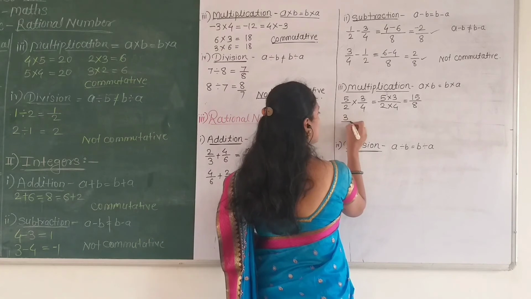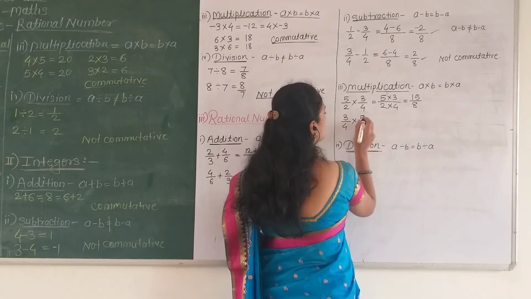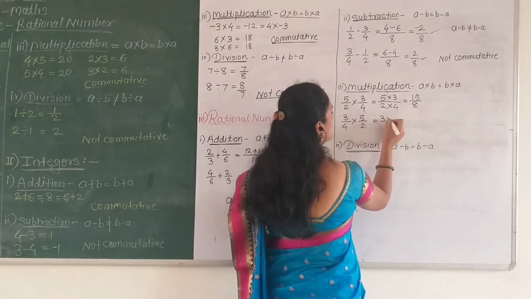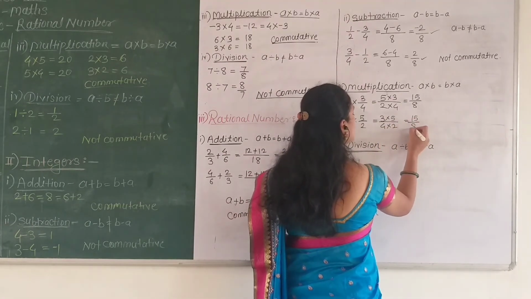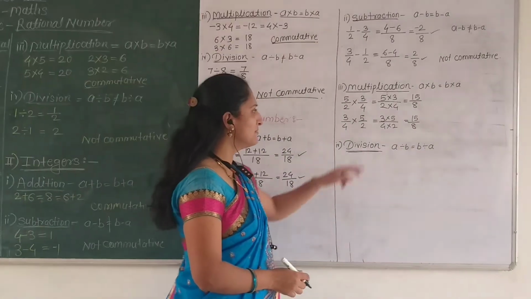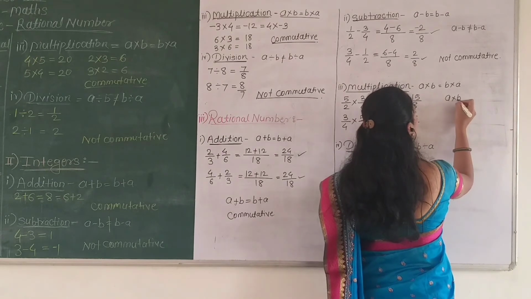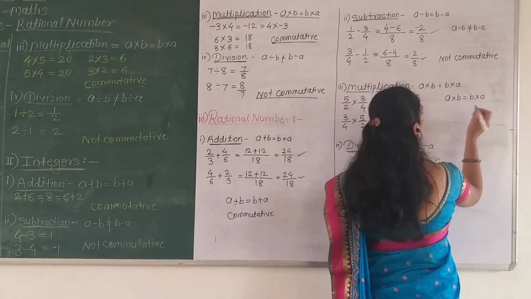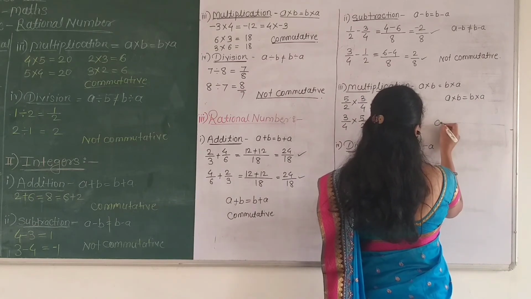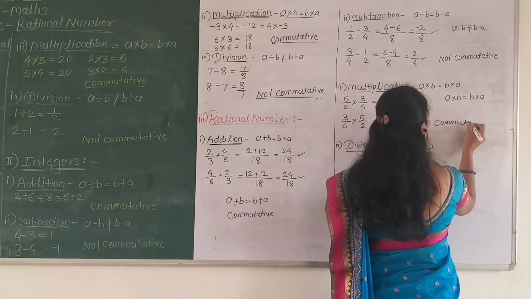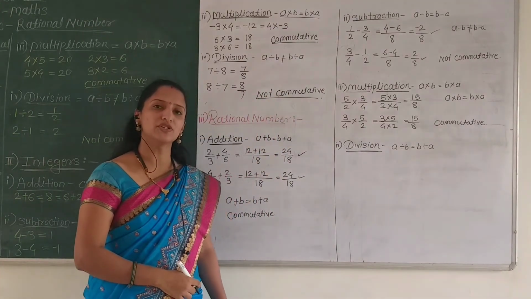Now if I change the places, we get 3 divided by 4 into 5 divided by 2, that is 3 into 5 divided by 4 into 2, that is here also 15 upon 8. That means our answers match. So here we get the result that A into B is equal to B into A. This result shows that rational numbers are commutative under the operation multiplication.